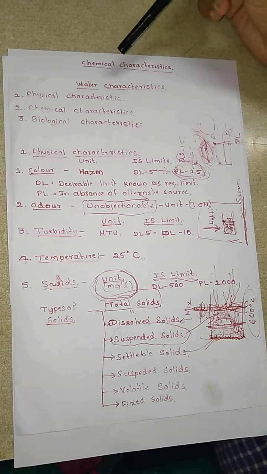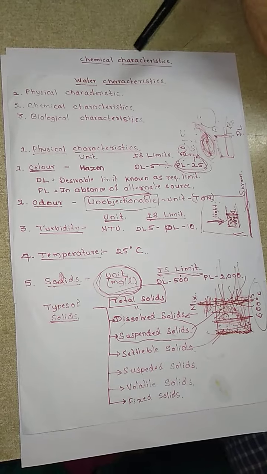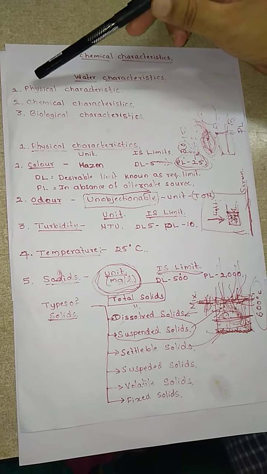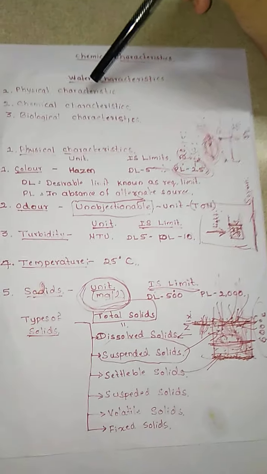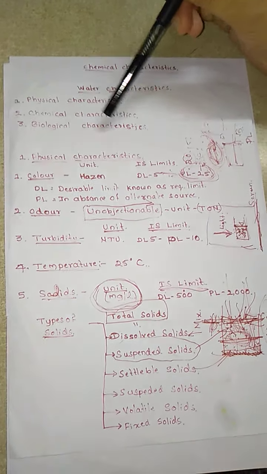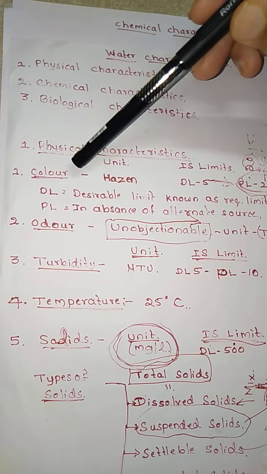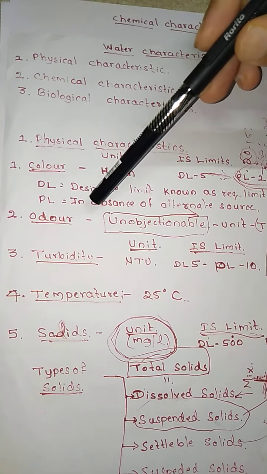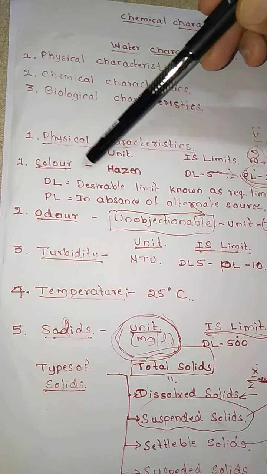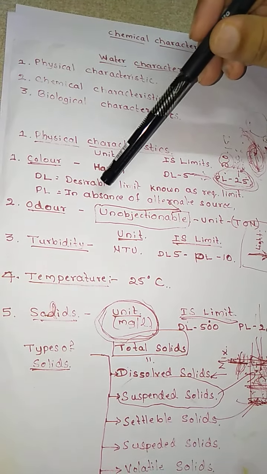In the last class, we were discussing the water characteristics. In that, we will be having physical characteristics, chemical characteristics, and biological characteristics. Now, in the physical characteristics, we have discussed color, its desirable limit and its permissible limit, and how important it is. We have already talked about all this.